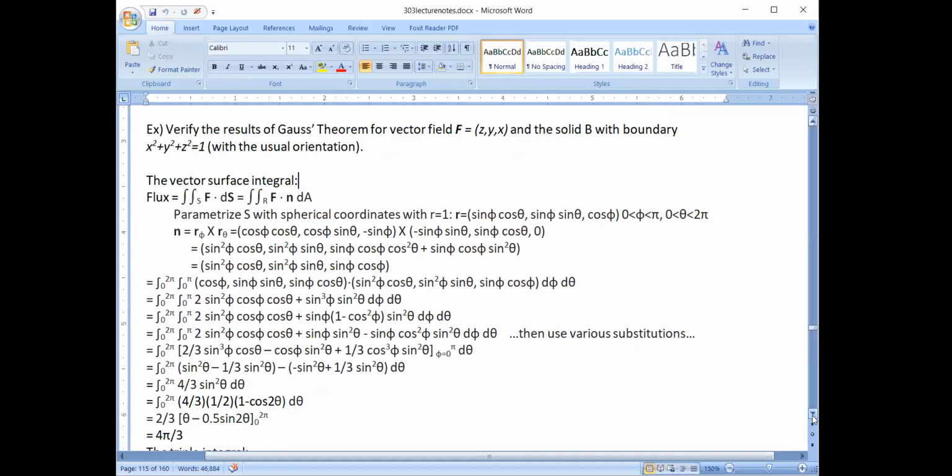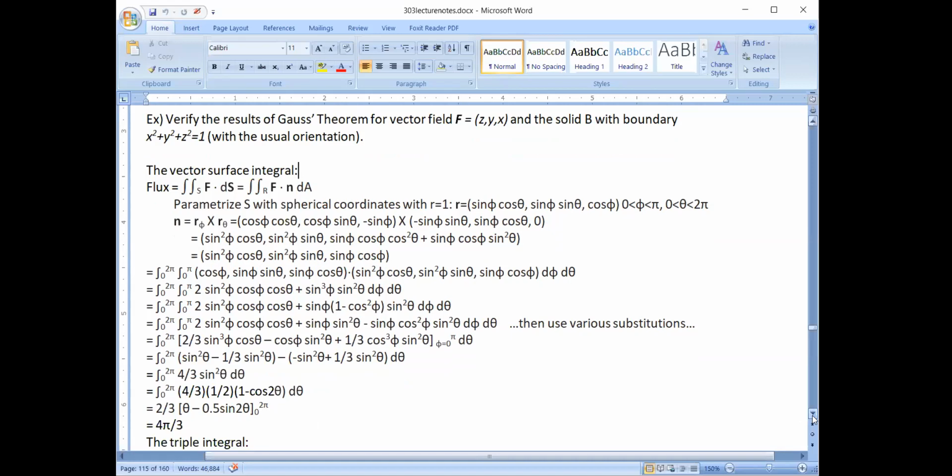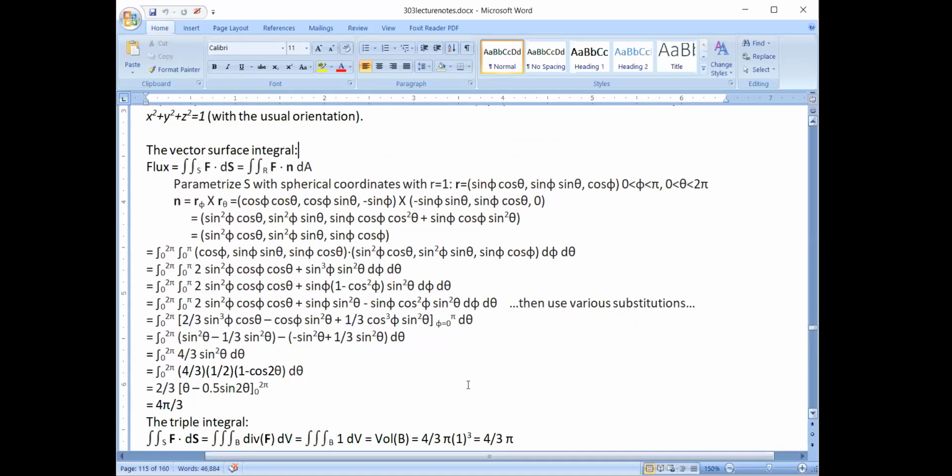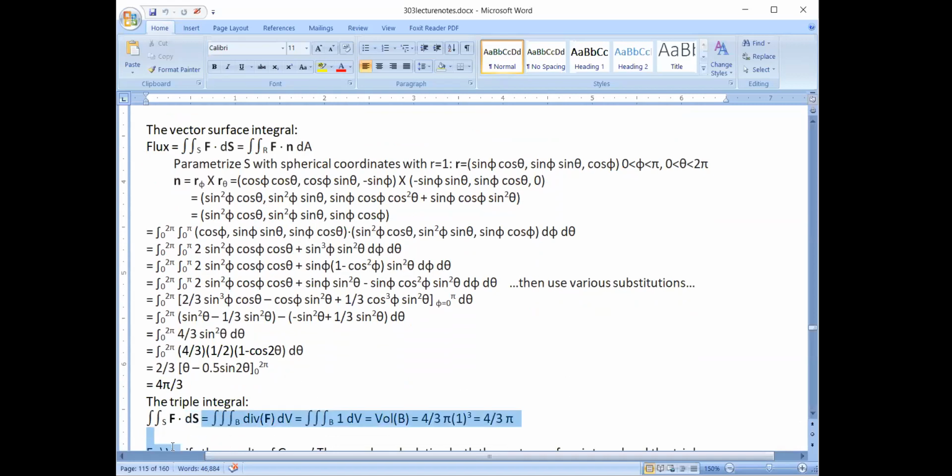Okay. So doing it that way winds up being a whole bunch. You have to do two integrals, and there was a whole bunch of calculation, as you could see. Now, using Gauss's theorem on the other side, let's do the triple integral. So the triple integral should just be this.